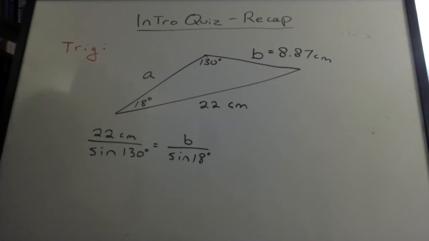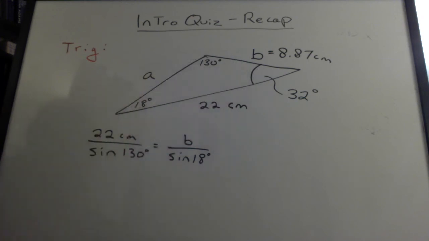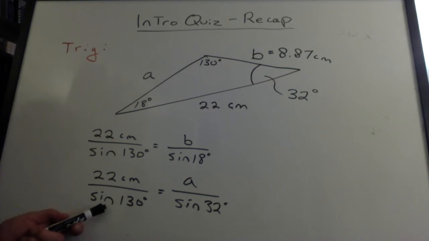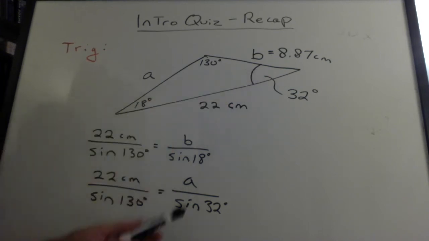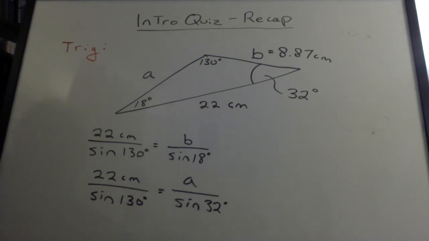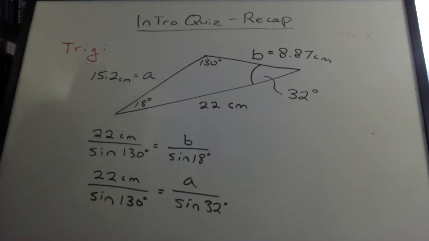Now, how do I get side A? I need the corresponding angle, which can be found from the fact that the triangle has 180 degrees. I can set up the same relationship here and say it's equal to side A divided by the sine of the corresponding angle. And we get 15.2 centimeters for this side.